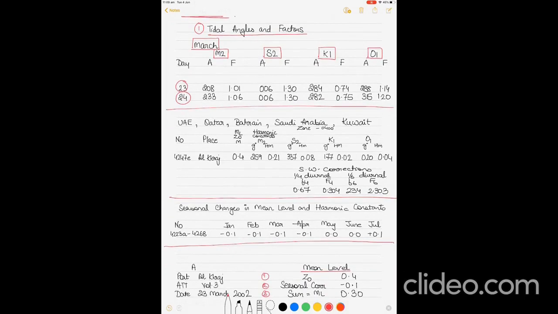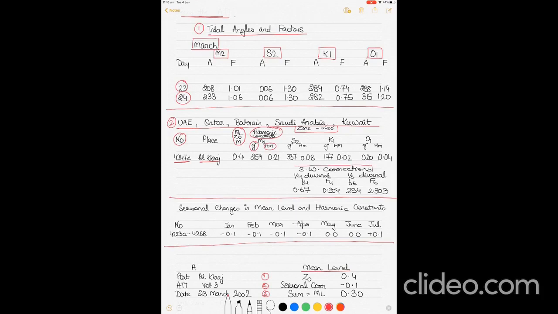Then the second thing that we need is the extract for the secondary port. These are the standard ports given to us, and the time zone of the standard port is given. The secondary port in the question is El Kharj, and the serial number is 4247E. The mean level Z0 constant is given, and so are the harmonic constants G and HM for each of M2, S2, K1 and O1, as you can see here.